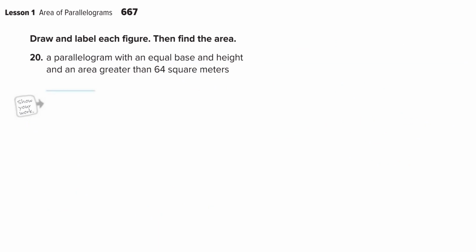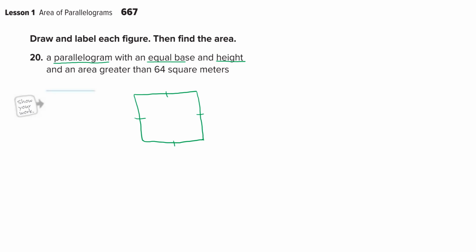Question number 20. Draw and label each figure, then find the area. A parallelogram with an equal base and height and an area greater than 64 square meters. Okay, again, a parallelogram can be a rectangle. And when you have a rectangle with an equal base and height, what shape do you have? A square. A square is a parallelogram. Opposite sides are equal, and in this case, they all are equal.